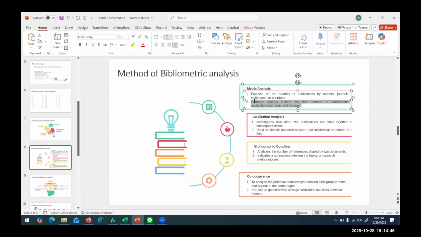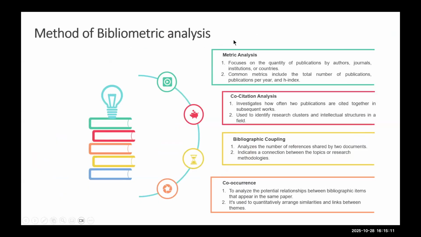Basically, first is metric analysis. Metric analysis focuses on the number of publications, number of citations meaning total citations, i10 index, h-index, like this. We call them metric analysis. Next is co-citation analysis.